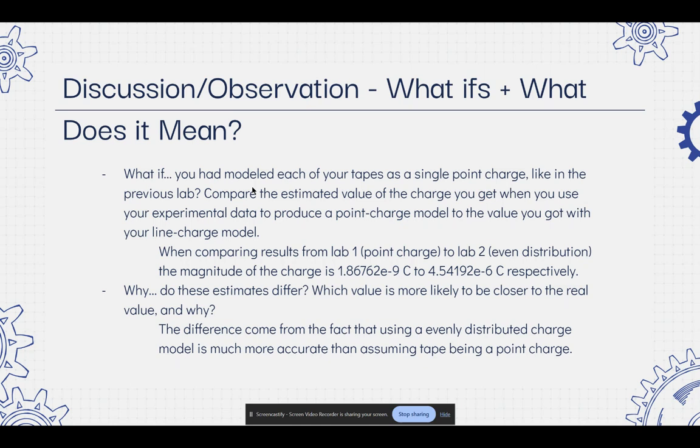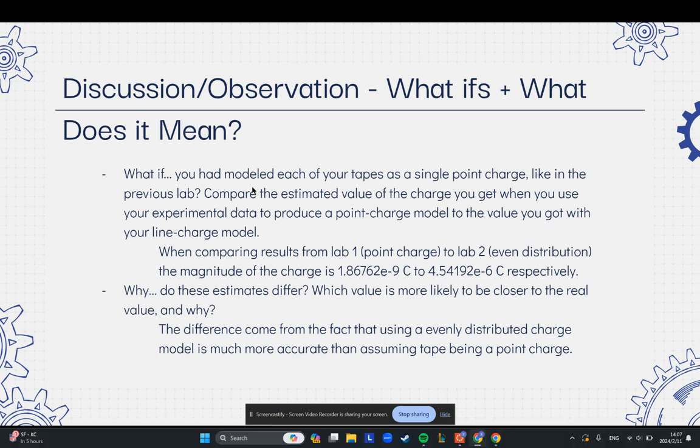Now, a quick what if and what does it mean? What if I had modeled each of my tapes as a single point charge like the previous lab? Compare the estimated values of the charge you get when you use your experimental data to produce a point charge model to the value you got with your line charge model. So when comparing results from Lab 1, the point charge, to Lab 2, which is the even distribution, the magnitude of these charges is 1.87 times 10 to the negative 9 coulombs to 4.54 times 10 to the negative 6 coulombs respectively.